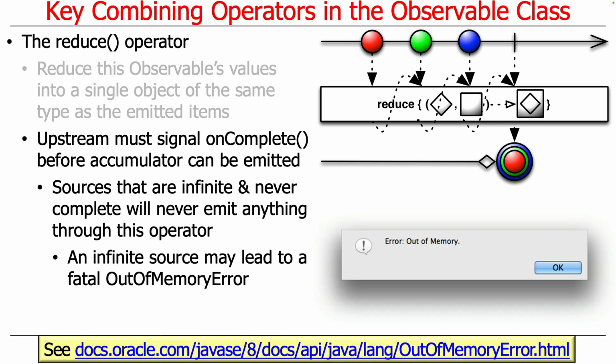It'll run forever. And chances are, no surprise, you will eventually run out of memory because it'll just keep incrementally absorbing these things and reducing, trying to compute the results, but it'll never complete because it doesn't have the onComplete signal. So you'll probably run out of memory and get the fatal out-of-memory error, which is bad news, especially in Java.